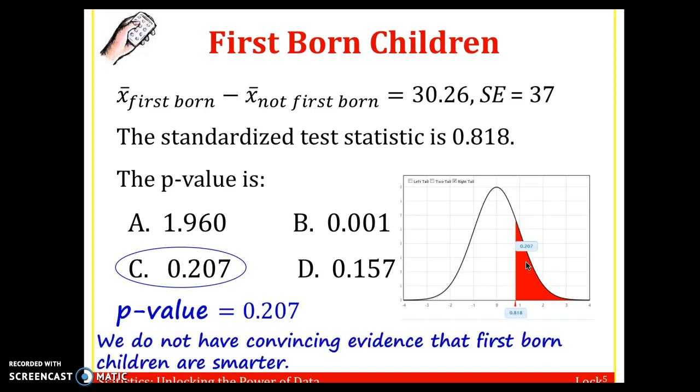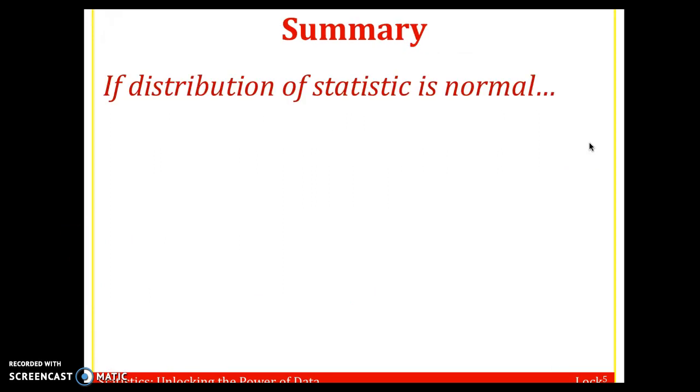All right, so what does that mean? We do not have convincing evidence that firstborn children are smarter. They did score 30 points better on average than the not firstborn in the sample. But this p-value is not very low. It's not less than 10% or 5%, so we would not reject the null hypothesis. It could just be random luck that the firstborn in that sample did better than the not firstborn.